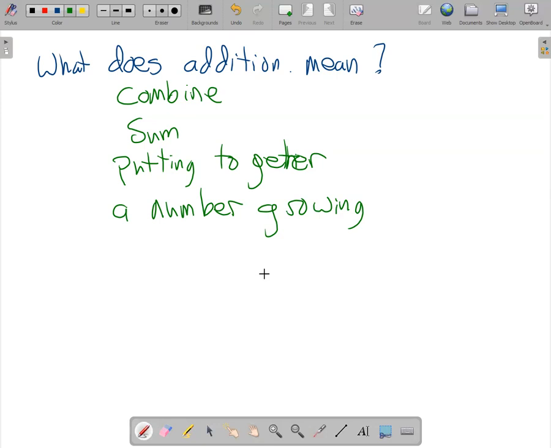Yes, I teach an intro to programming class, and there's another term for that in programming language called concatenate, which just means put together. Like you concatenate words to make a sentence.